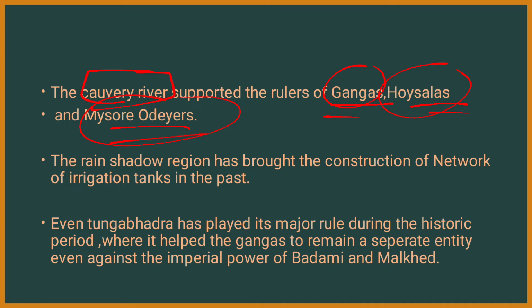The rain shadow region has brought the construction of a network of irrigation tanks in the past. Now, what is the rain shadow region? You need to understand. Right? In the Karnataka region, here there is Western Ghats, where the hills come in this way. This is the hill, Western Ghats. Whenever the clouds rise here, the rain falls here itself, whereas the leeward side is deficient of rain, and this is nothing but the rain shadow region.